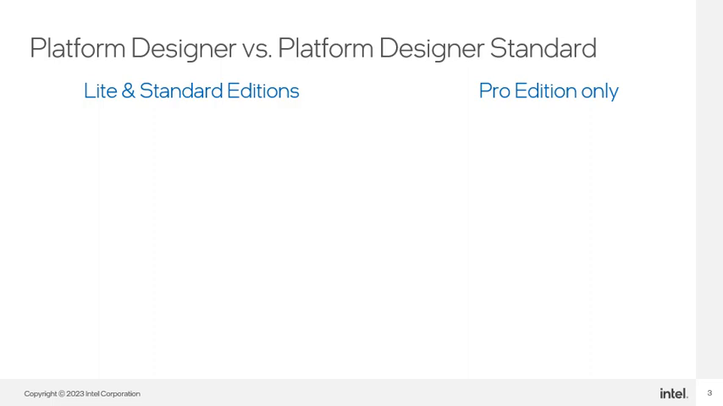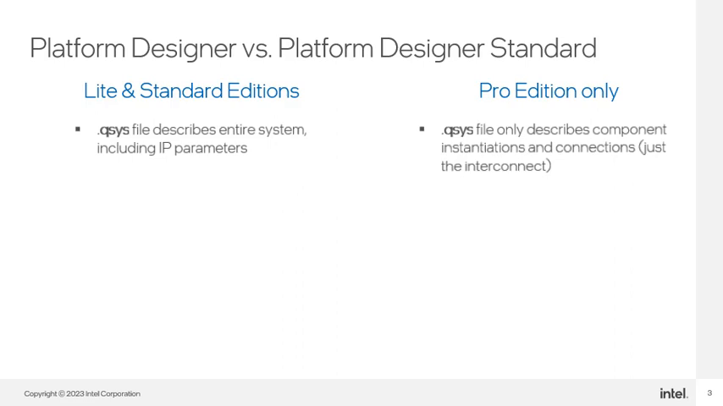When using the Standard Edition, you work with a .qsys file to create your system. The .qsys file contains all the information required to generate RTL code for the system, including all component connections and IP and interface parameters. In the Pro Edition, you still work with the .qsys file, but the file only contains component instantiation and connection information, just the information required to generate the interconnect fabric, essentially turning all components in the system into black boxes that hang off the interconnect.